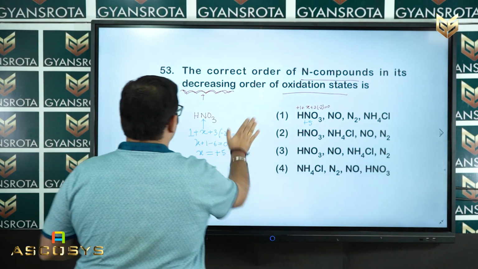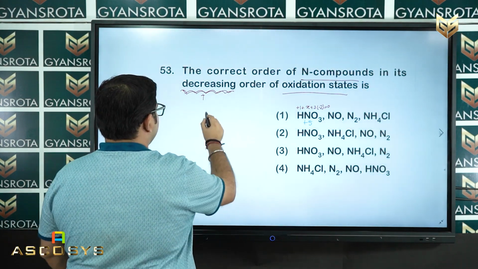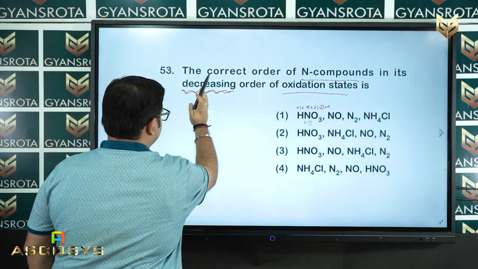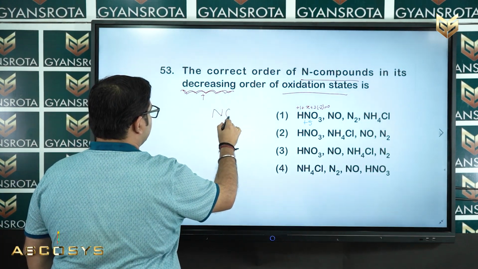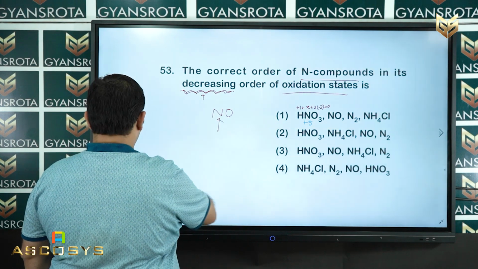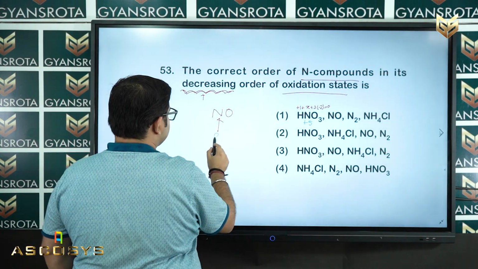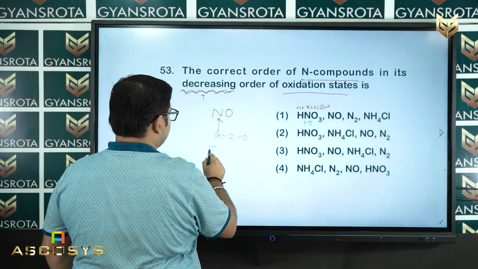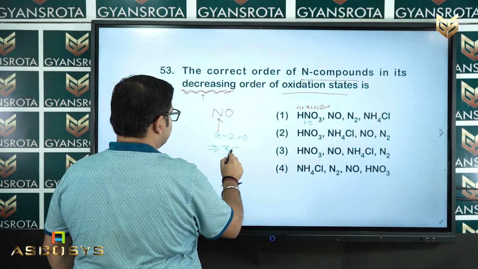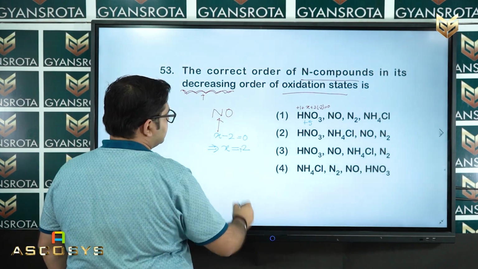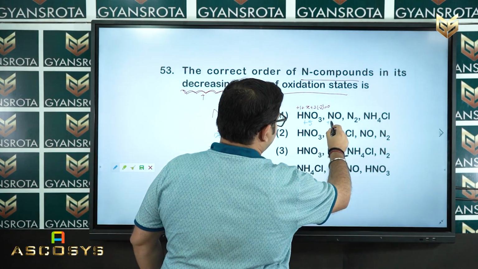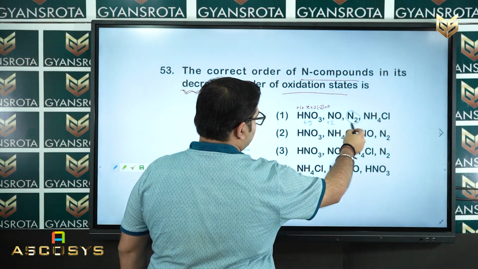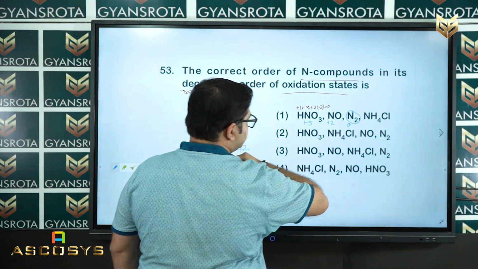Now, let us see for NO. N, O. So, again this one, X for oxygen is coming as -2 is equal to 0. So, x is equal to plus 2. So, for this nitrogen is coming as plus 2. For N2, now for these kinds of molecules like N2, O2, the oxidation state is always be a 0.